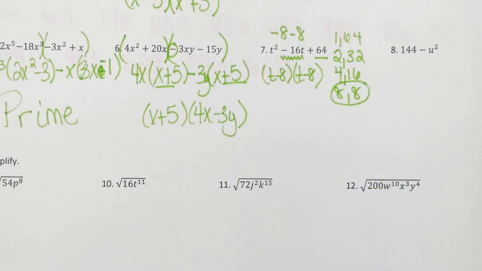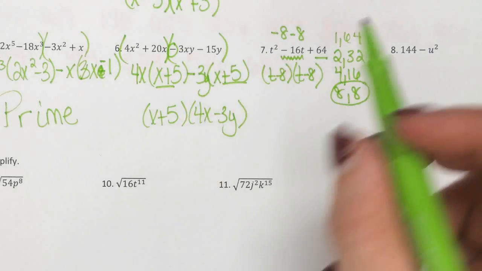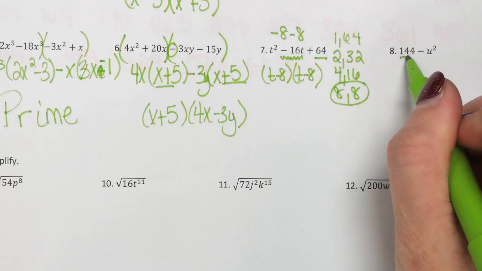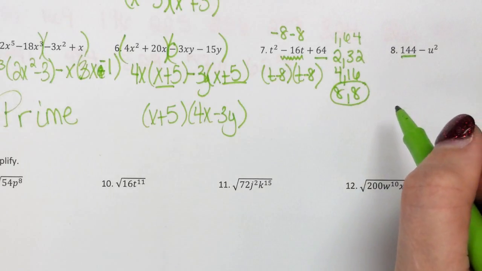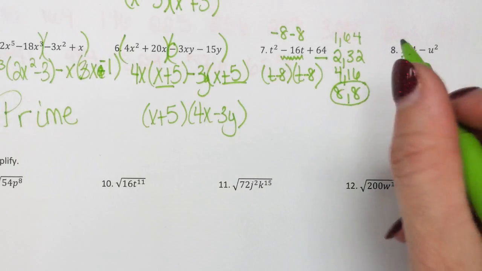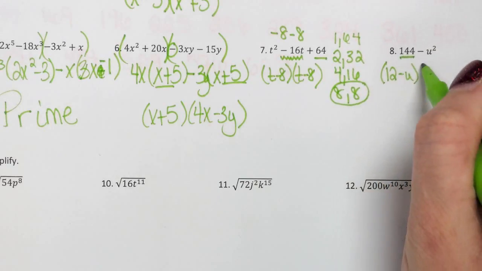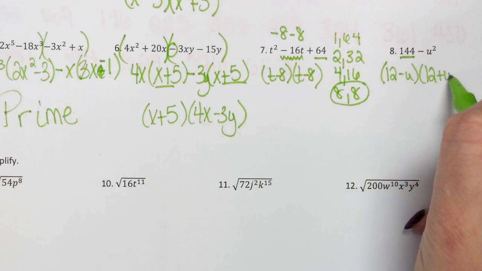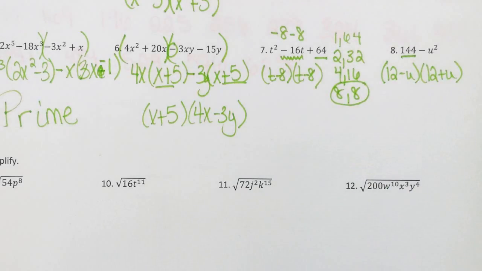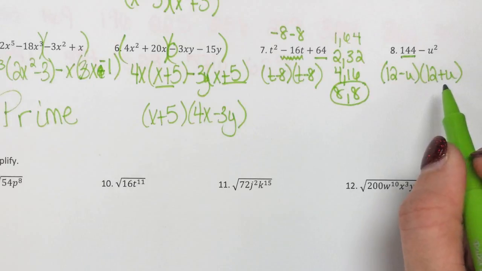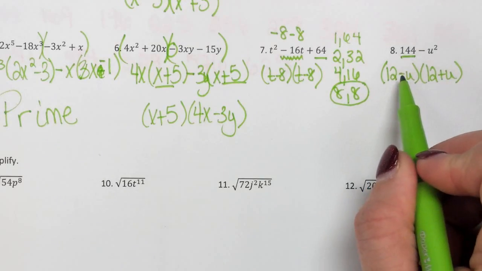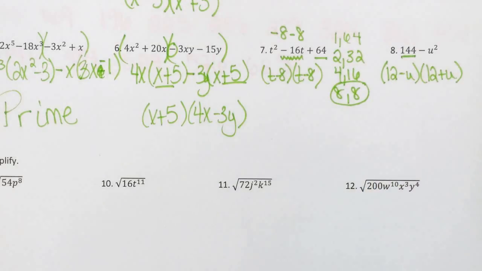All right, number 8. Y'all did so great on noticing what to do, but the only problem is you wrote it backwards. Notice what comes first on number 8. What comes first on number 8? The 144. So that should be 12 minus u and 12 plus u, okay? Addition's not a big deal if you get it backwards. Addition's the same thing if you get it backwards, but subtraction is not. Subtraction is a really big deal if you get them backwards, okay?